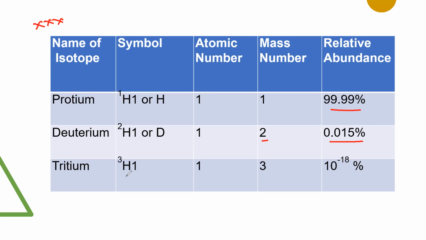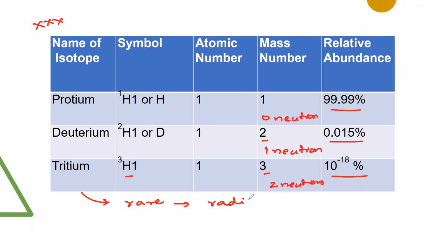And tritium is very, very less. It is rare, rarely available. So its atomic number is 1 and mass number is 3 because of two neutrons. Here two neutrons I write, and here one neutron, and here zero neutrons. So one neutron, two neutrons, zero neutrons, and the abundance of tritium is 10 to the power of minus 18 percent. So tritium is very rare and it is radioactive.